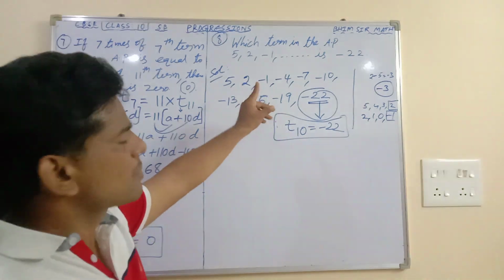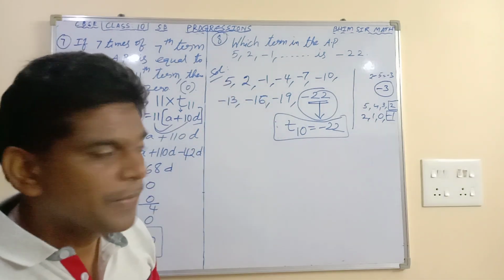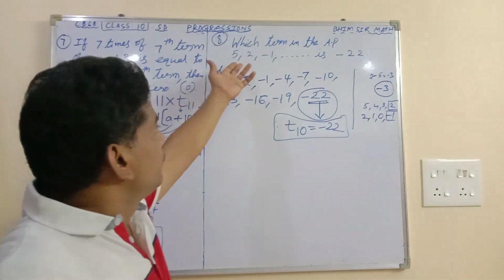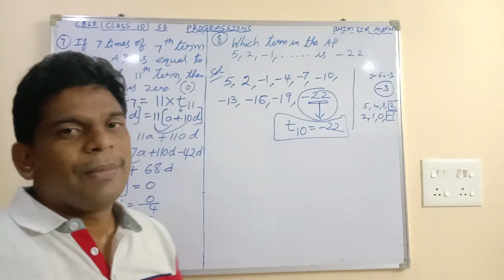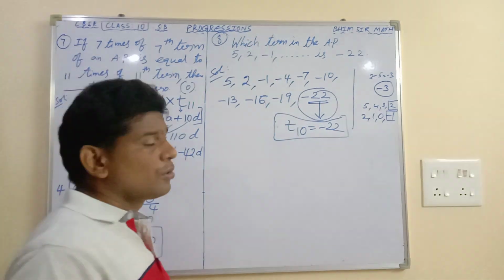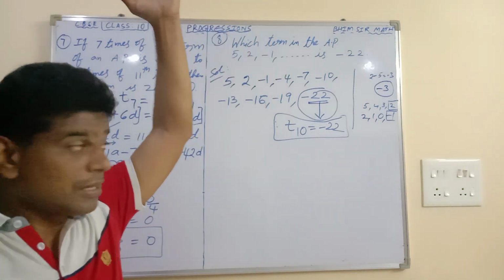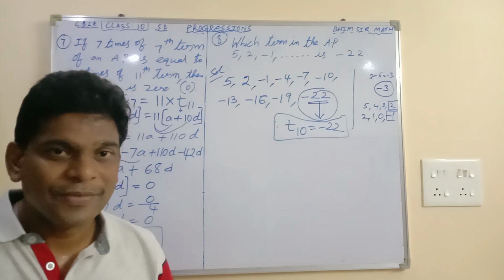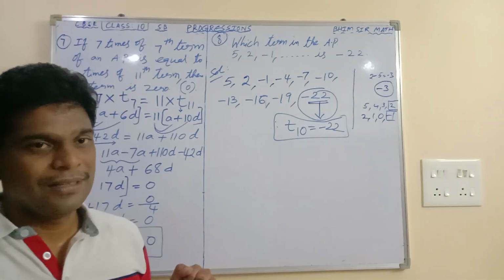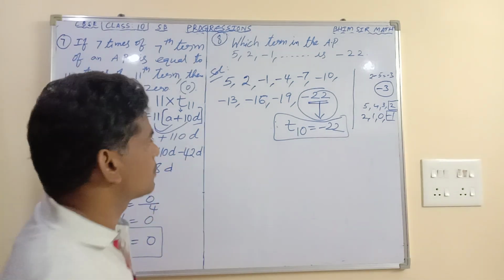We solved this question without using any formula. Suppose you are unable to find the common difference, or the question is very lengthy, suppose T200 is asked, how will you find it? Better to learn the formula method also.